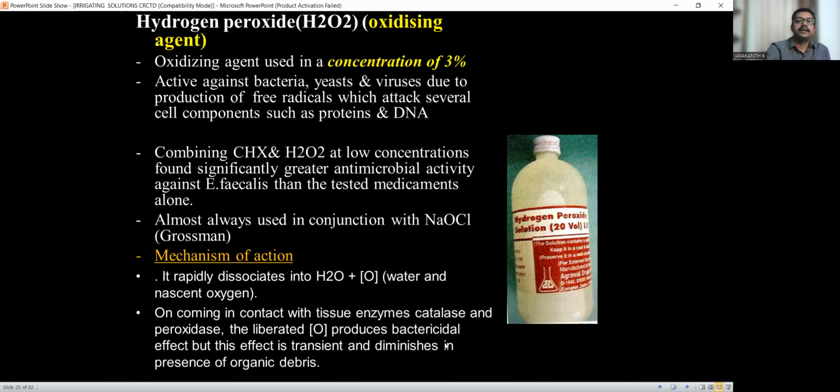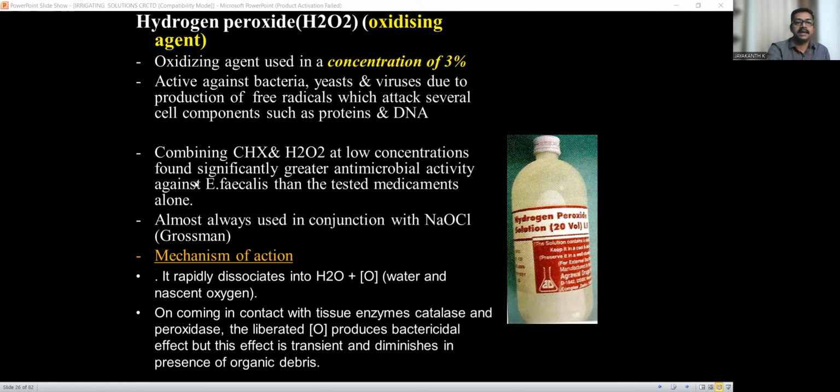Now moving on to the next irrigant, hydrogen peroxide. This is an oxidizing agent which is used as an irrigant, in a concentration of 3%. It is active against bacteria, yeast and viruses due to production of free radicals which attack several cell components such as proteins and DNA. So for this irrigant, hydrogen peroxide, you have to remember the concentration. Usually it is used in a concentration of 3%.